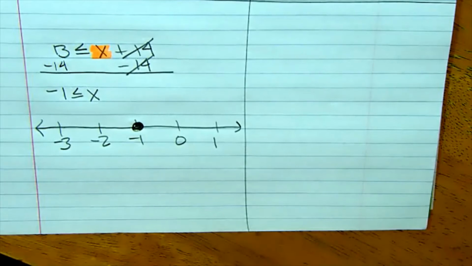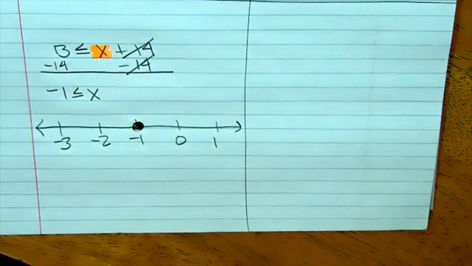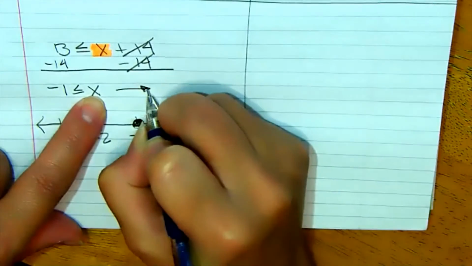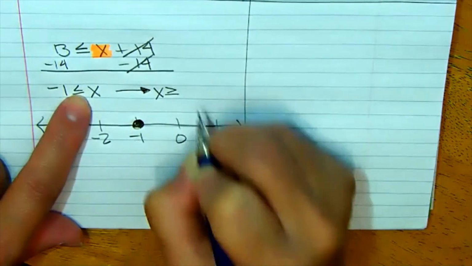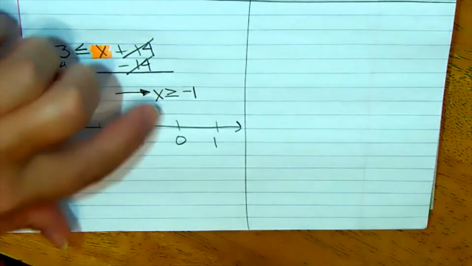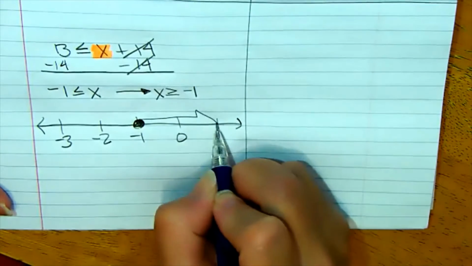When I'm graphing inequalities, in my head, I like to start with the variable. It makes life easier. So on paper in a book, this would be said, negative 1 is less than or equal to x. But in my head, I like to start with the variable and say x is greater than or equal to negative 1. It makes it easier to graph. x is greater than or equal to negative 1. Well, greater than means everything to the right.